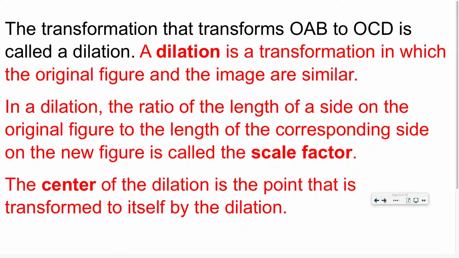So this is called a dilation. Anything you see in red, you're going to write down. A dilation is a transformation in which the original figure and the image are similar. What does it mean to be similar? Not congruent or identical, but similar. What do we know about similar figures? They're the same shape, but different size. So different size, but the relationship between the sides is the same. So if that first picture was 2 units by 3 units, something similar would have been 4 units by 6 units because I could just double by 2.